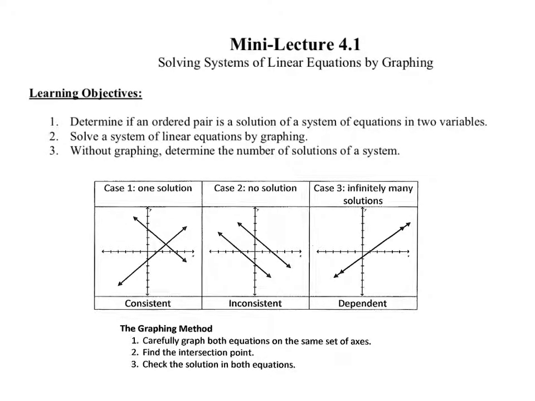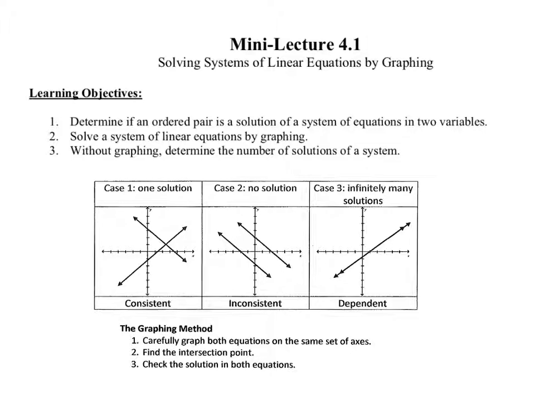In section 4.1, we are solving systems of linear equations by graphing. Our objectives are to determine if an ordered pair is a solution of a system of equations in two variables, solve a system of linear equations by graphing, and, without graphing, determine the number of solutions of a system.